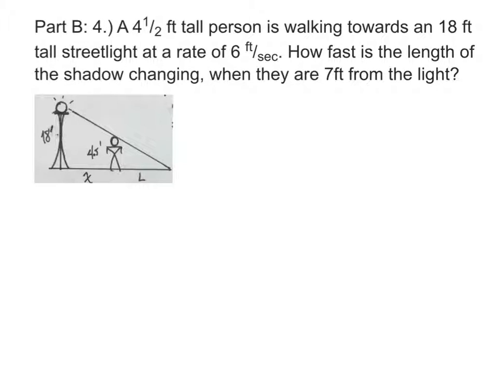And the last one, a shadow problem. A 4.5-foot tall person is walking towards an 18-foot tall streetlight at a rate of 6 feet per second. How fast is the length of the shadow changing when they are 7 feet from the light?